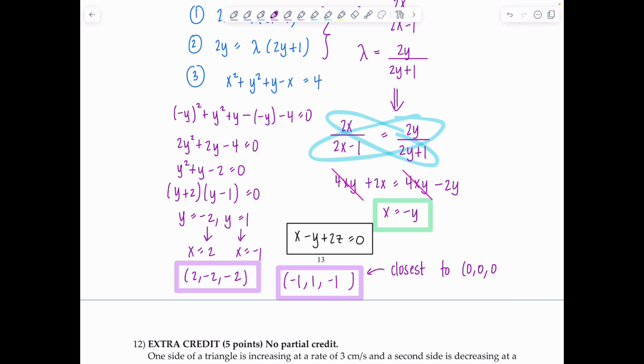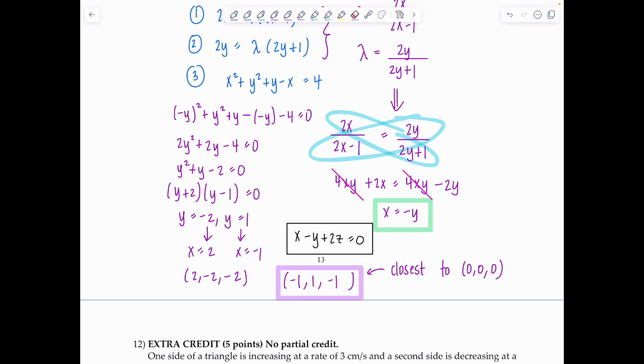Hopefully you can clearly see it's closest to (0, 0, 0). Why did we get (2, negative 2, negative 2)? That's the point on the curve of intersection that's the furthest from the origin. Remember, our method of Lagrange multipliers gives us all absolute extrema. So it gave us the absolute max and min subject to the given constraint.